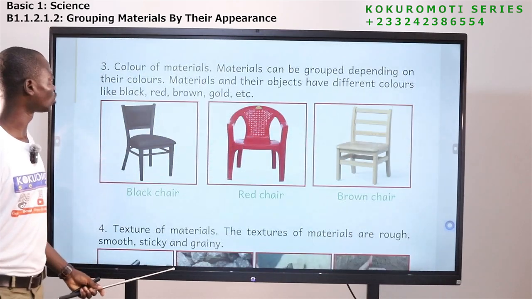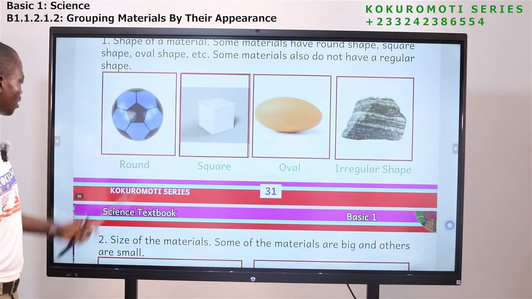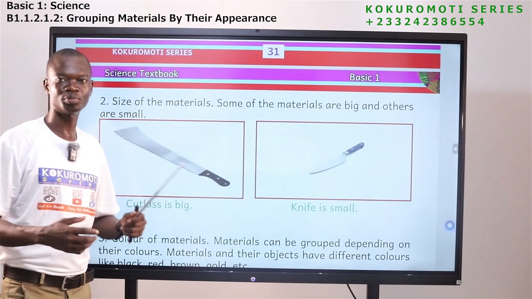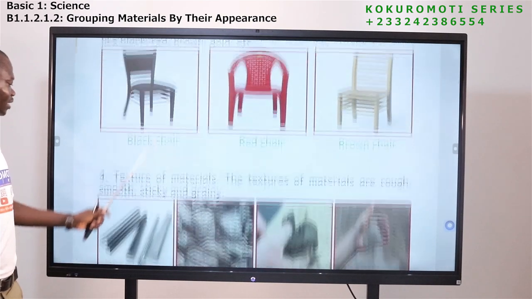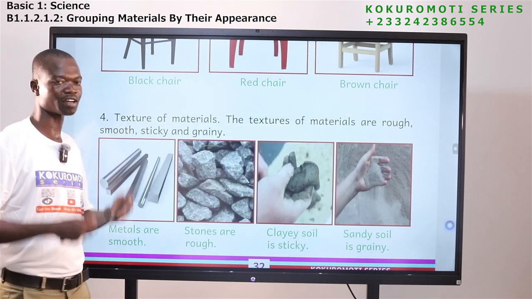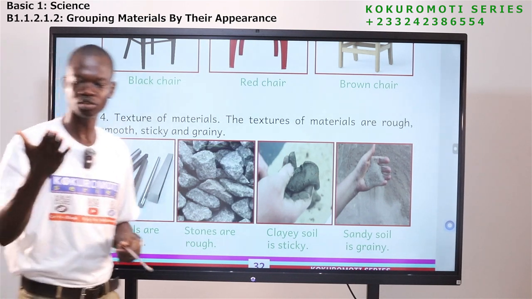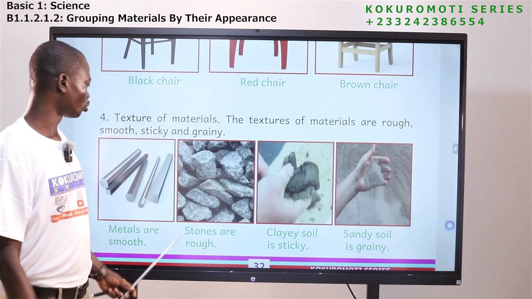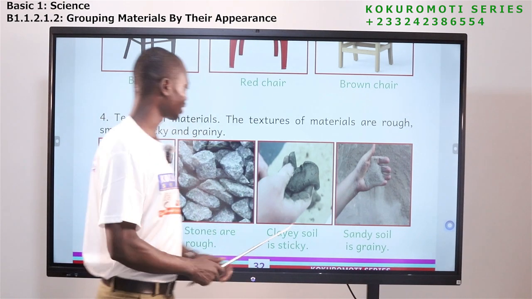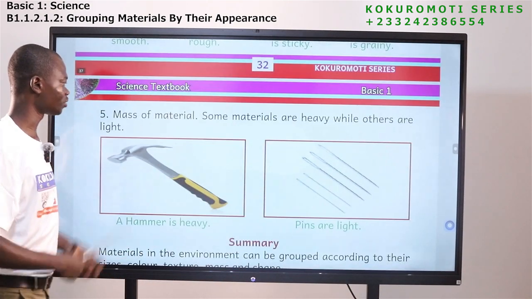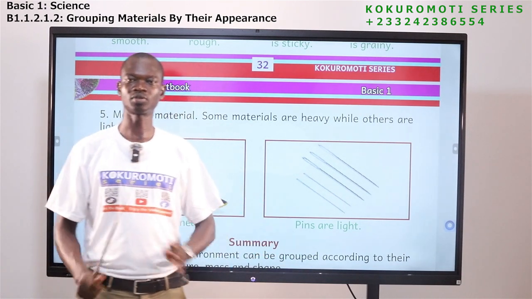And then we have those that also have size. So the size could be big. The size could be small. And we have also seen that some materials have texture. So the texture of the material could be smooth. You can use your hands to tell. It could be rough as well. It could also be sticky or grainy. So that is another thing that you should know. And then the last one that we said is that some materials are heavy, others are not heavy. So today, this is what we have learned.